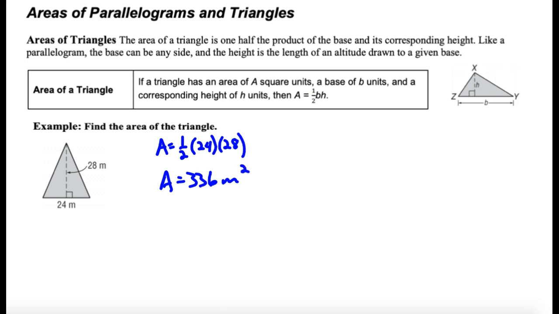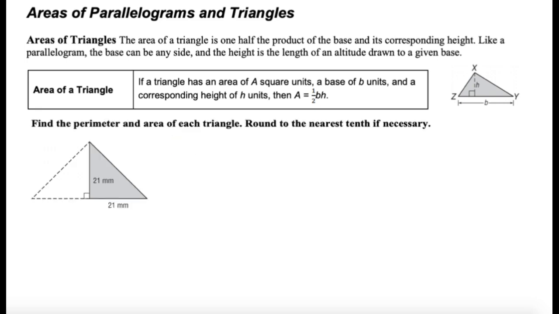On these next few, we are asked for both the perimeter and area. Again, we may have some missing pieces that we need to find. For the area, we're just trying to find the area of this shaded part, so we have all the information we need. If area is 1/2 times the base times the height, these two pieces of information would be the base and the height. So area will be 1/2 times 21 times 21.